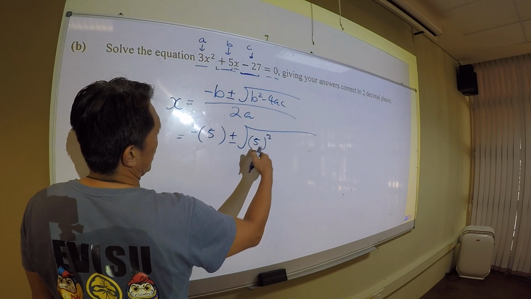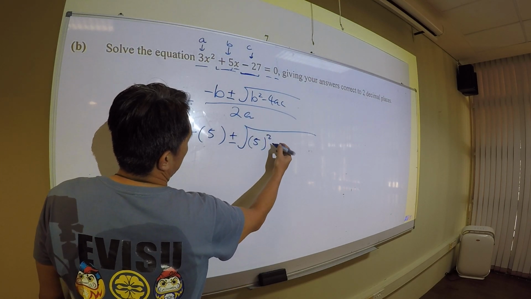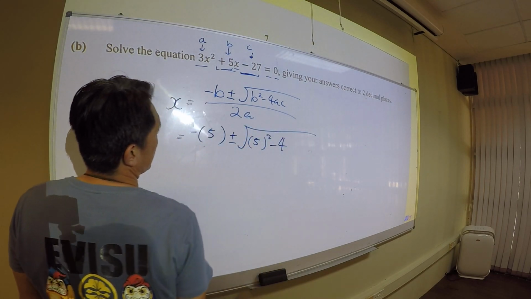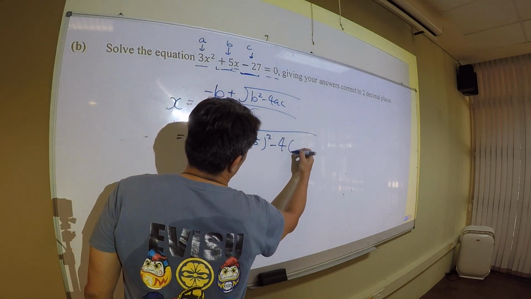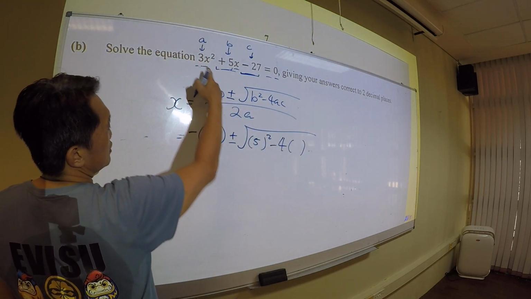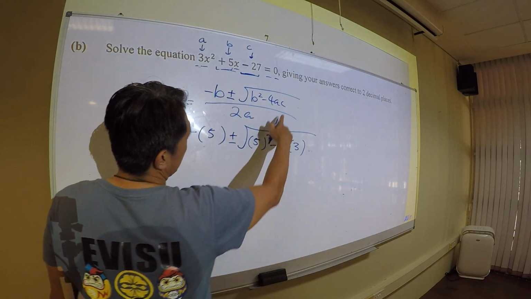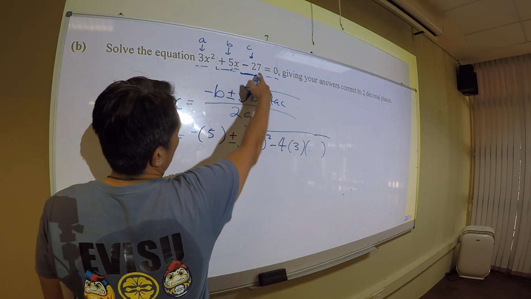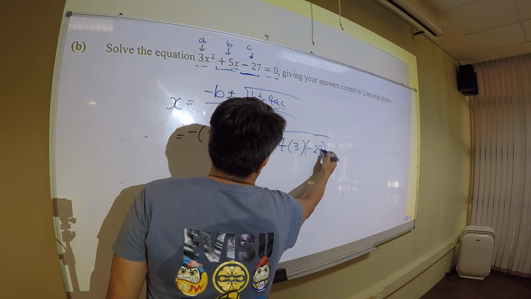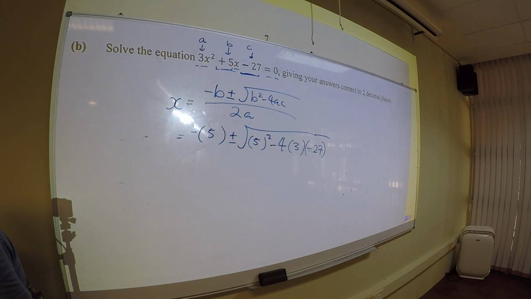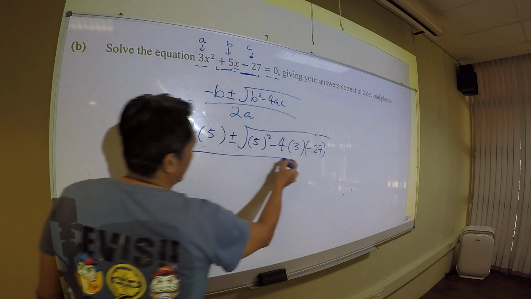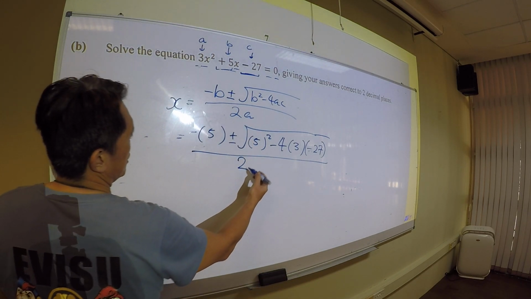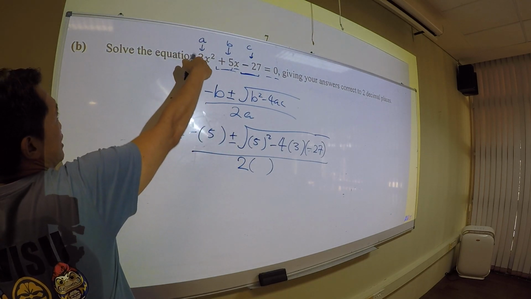So I keep the square to the bracket. Negative, I never touch, so still have negative. 4, I never touch, so still have the 4. A, substituting, replace. A is 3. C, I'm substituting, replace with a bracket. C is negative 27. The negative is important. Divide, never change. 2, never change. A, change. Replace with bracket. A is 3.